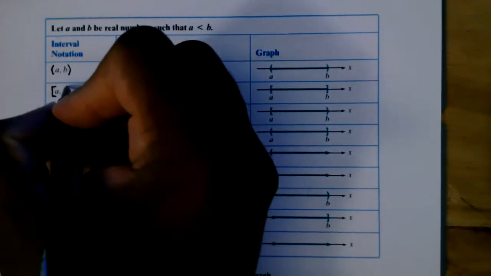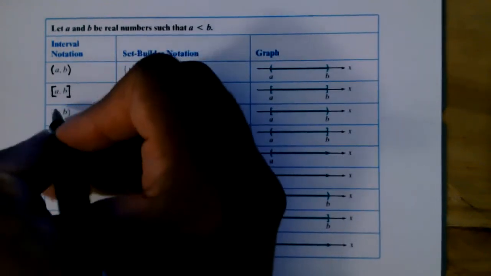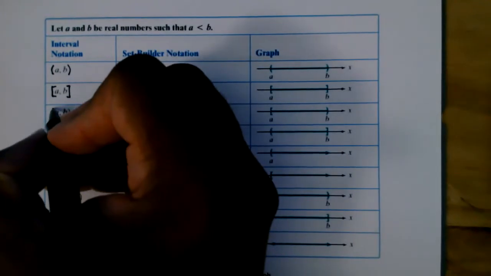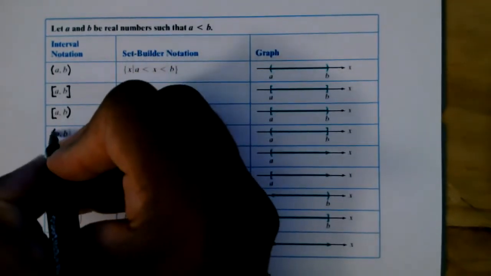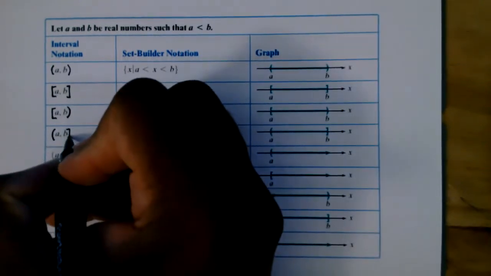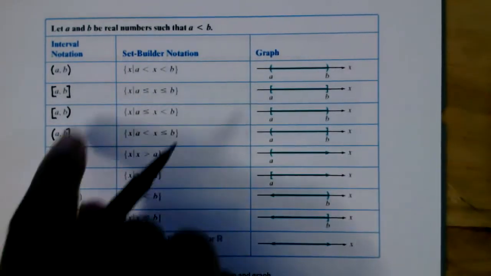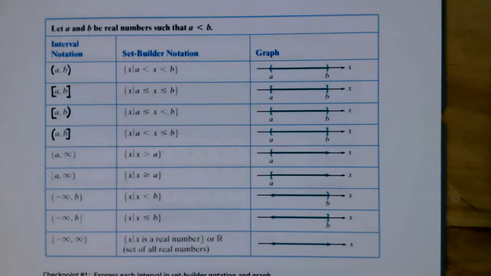Now I'm trying to clear this up so that this first one shows parentheses. The second one is brackets. This next one will have a bracket on the left and a right parentheses. The other one has a left parentheses and a right bracket. These two are what we call half open or half closed intervals.